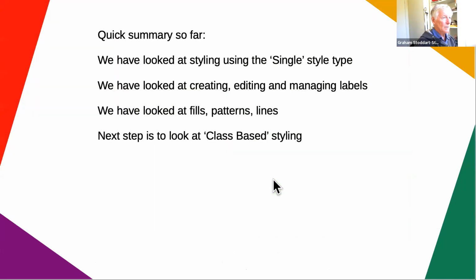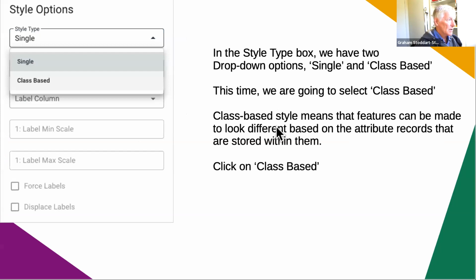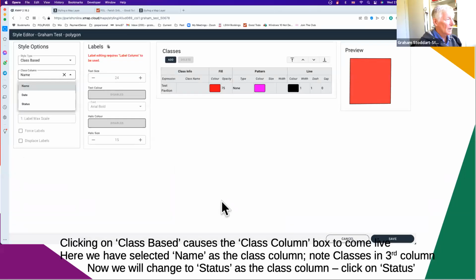All right, so we've done the single style type, which is all you can do is change the labels basically on a single style. Now we're going to look at class-based, which is where it gets much more interesting. So on the class-based one, we go into that left-hand column and change the single to read class-based. And then it says, fine, what do you want your class-based column to be? So this second one comes up, you have a drop-down list, and we're going to select name. All right. Now, when you've done that, this row here changes slightly.